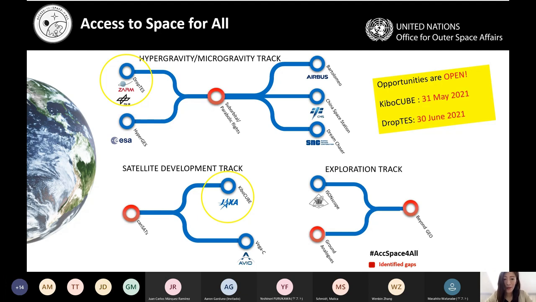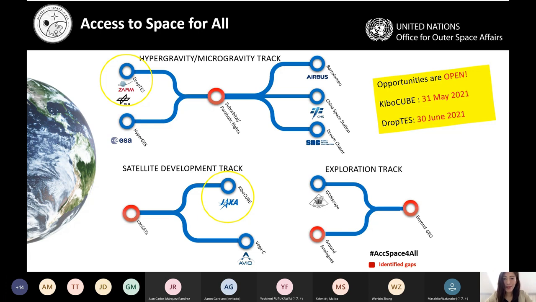And the second opportunity open is drop test, which is open until the end of June. This is an opportunity to test microgravity experiments at the Bremen Drop Tower in Germany. This is in cooperation with ZARM and DLR.